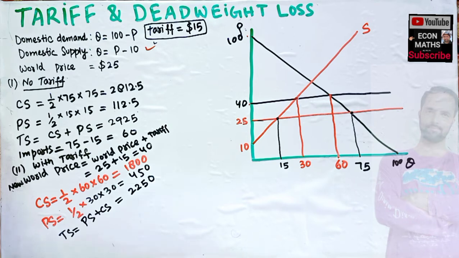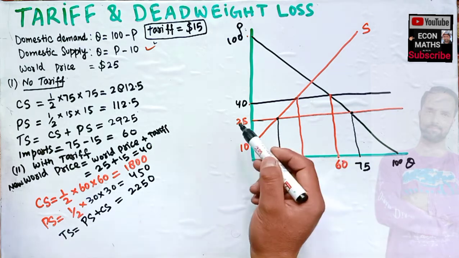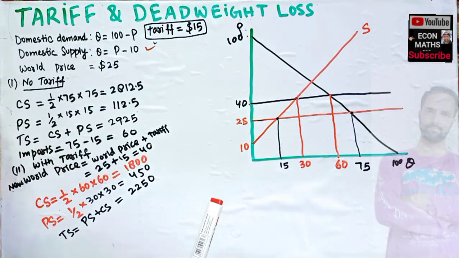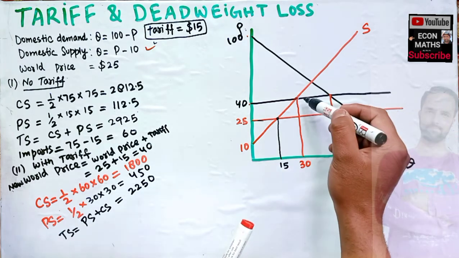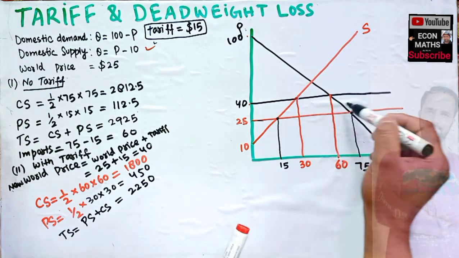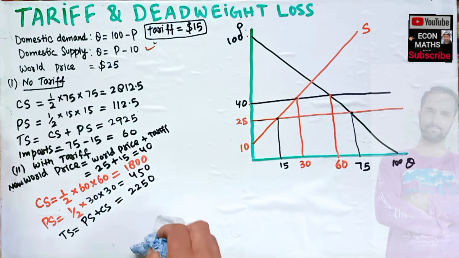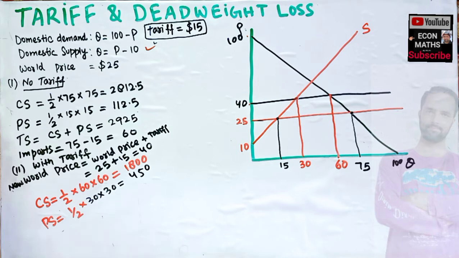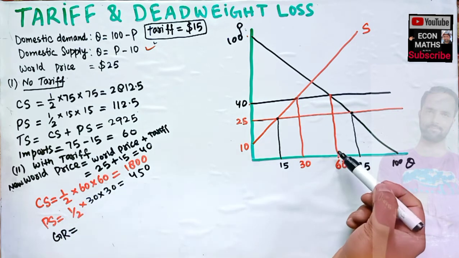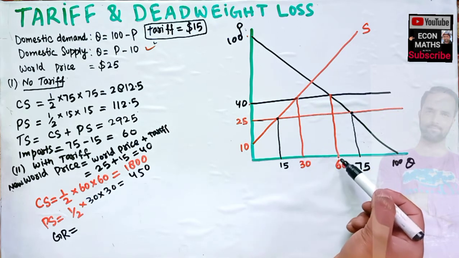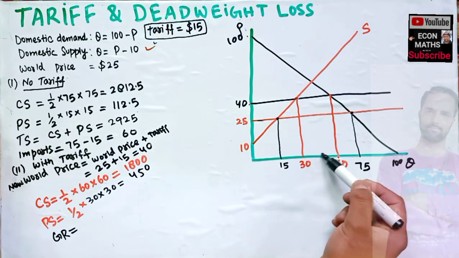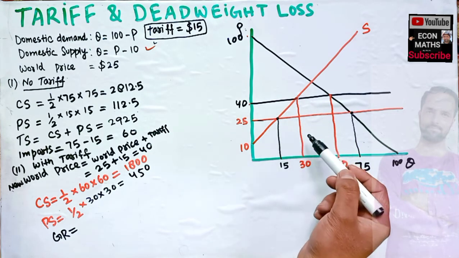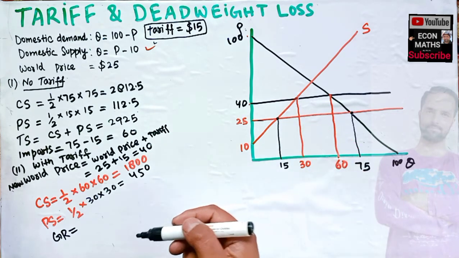We will also calculate the government revenue on account of tariff. When tariff is being imposed, what is the revenue that the government will get? So this rectangle denotes the government revenue. Let me first rub this out. So we need to calculate the government revenue. Government revenue is simply how much is being imported. So 60 minus 30, 30 units are now imported when tariff is being imposed, into the tariff rate.